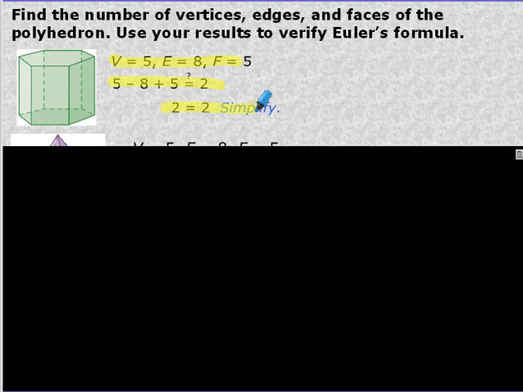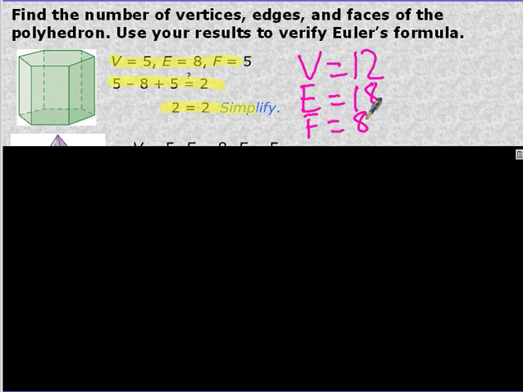Okay, so for vertices, we're counting the number of points. We have a 6-sided figure. 1, 2, 3. Yep. So we have a hexagonal prism. So we're going to have 6 and 6. We're going to have 12 vertices. Number of edges, we're looking for the lines. So we're going to have 6, 6, and then 6 going around, which would be 18. And then our faces. We're going to have 6, 7, 8 faces.